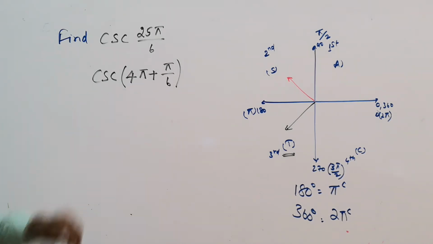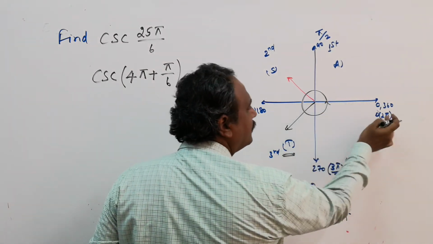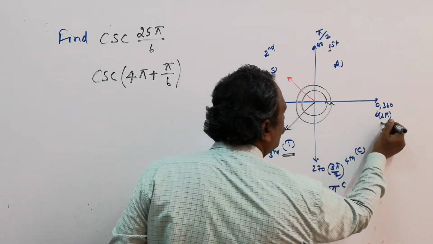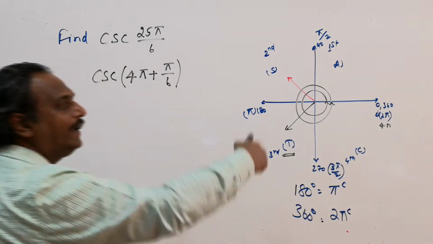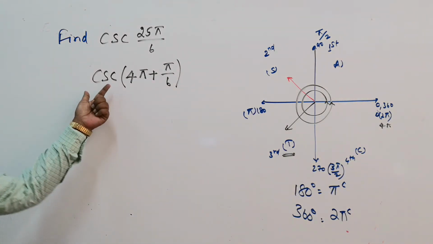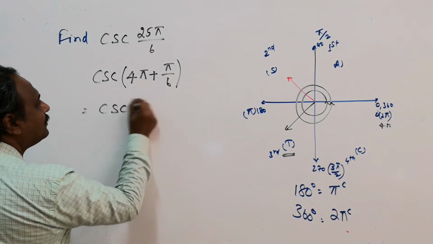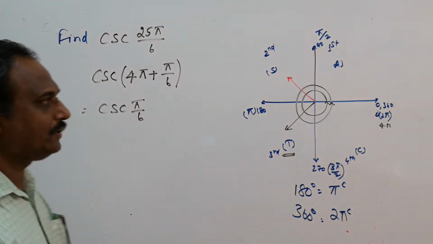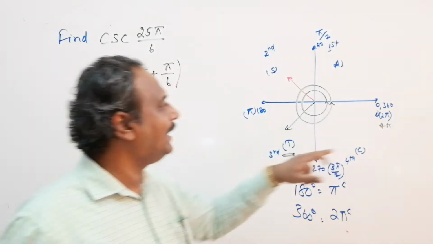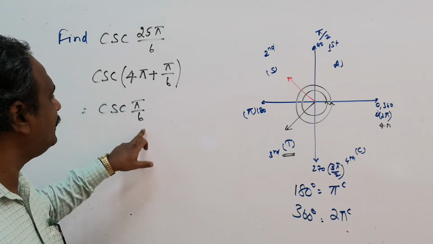What is the meaning of 4 pi? I am going to make 2 rotations. The first rotation is 2 pi, and then I am going to make another rotation, which is another 2 pi. So 4 pi. Again, this is on the same 0 degree. Now, when I check cosecant of 4 pi plus pi by 6, this will become cosecant pi by 6 because multiples of 2 pi are equal to 0. We are going to assume the multiples of 2 pi as 0. So cosecant 4 pi will become 0. So this is cosecant pi by 6.